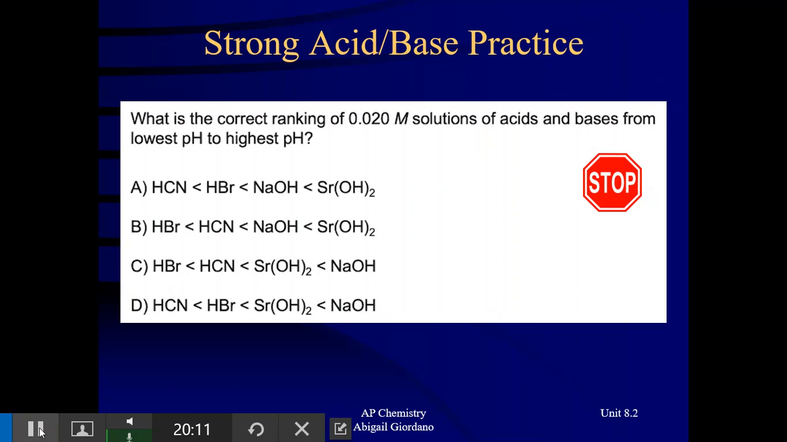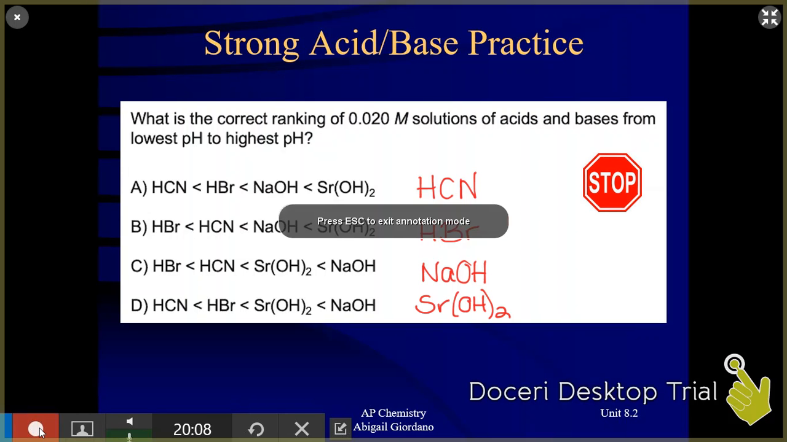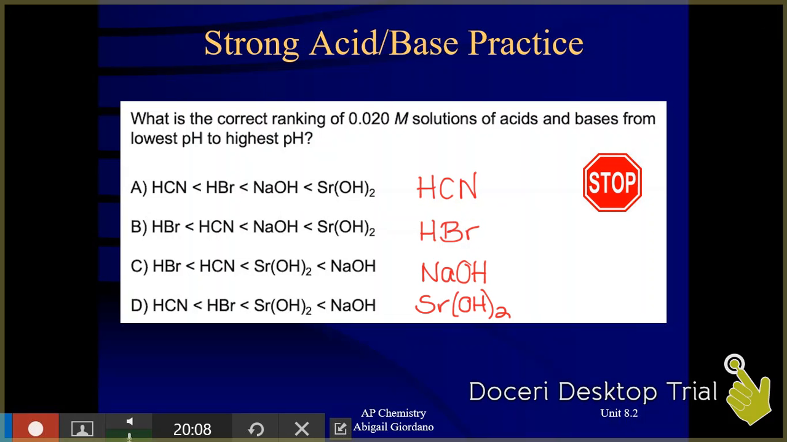Okay, so it says that we have 0.02 molar solutions of all these acids and bases, and we are supposed to rank them from lowest pH to highest pH. Let me say that to you in another way. Most acidic to most basic. Okay, so let's look at these 4 species that we're dealing with, and let's decide what these things are. Well, HCN is an acid. It is not one of my 6 strong, so this is a weak acid.